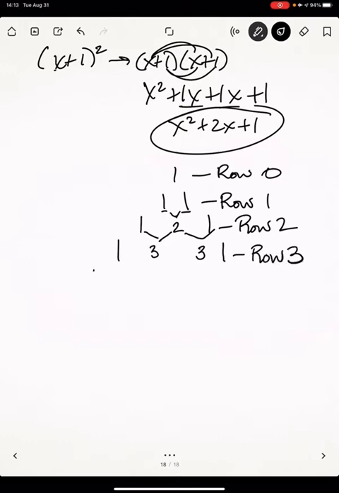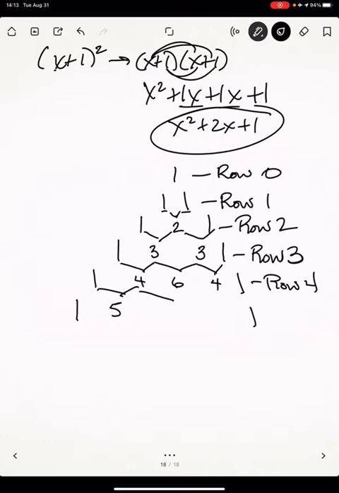Again, next row, we put 1 here and 1 here. So 1 plus 3 is 4, 3 plus 3 is 6, and 3 plus 1 is 4. That's row 4. Again, 1 and 1. Then 1 plus 4 is 5, 4 plus 6 is 10, 6 plus 4 is 10, and 4 plus 1 is 5. So that's row 5.